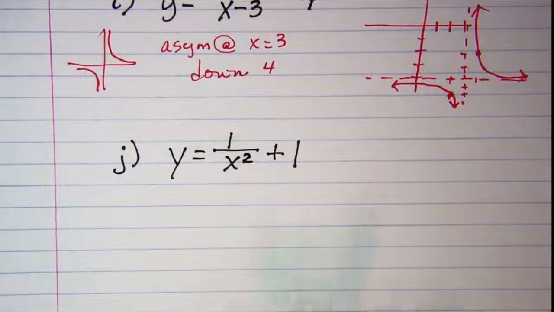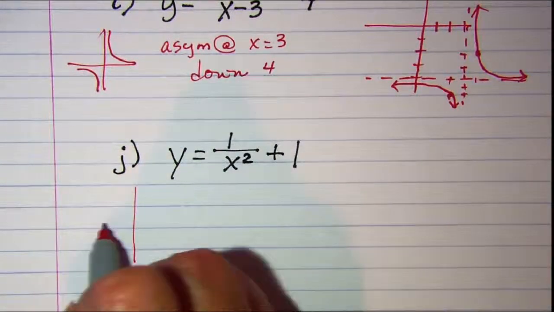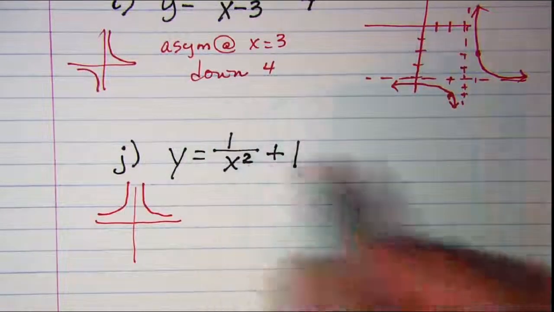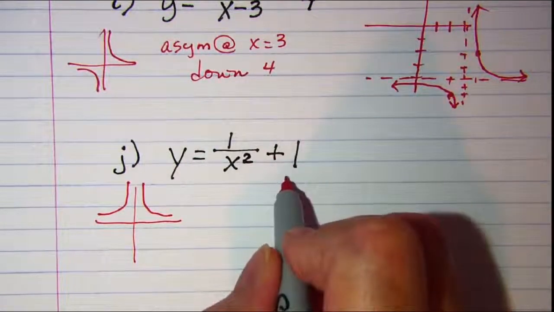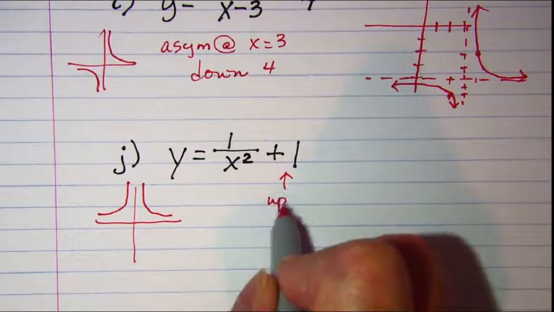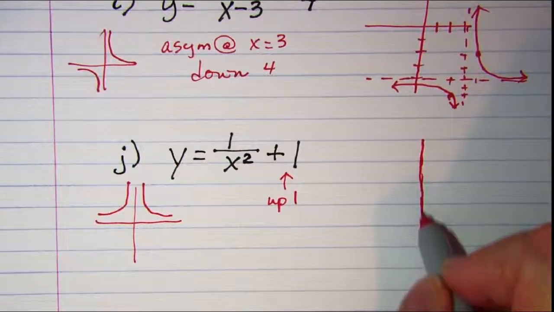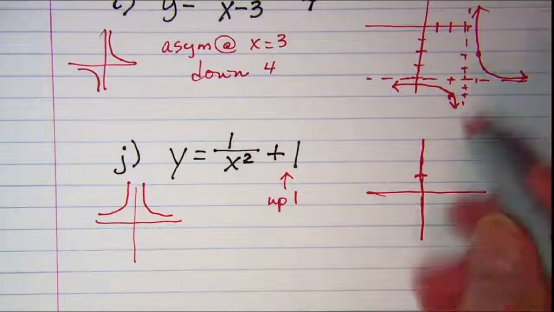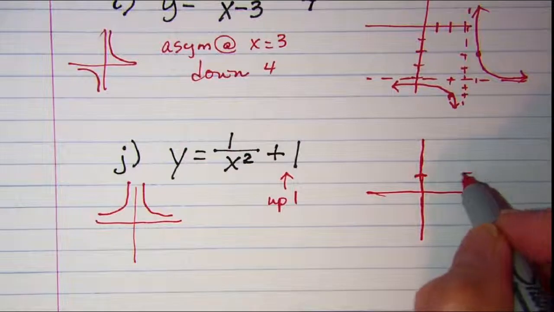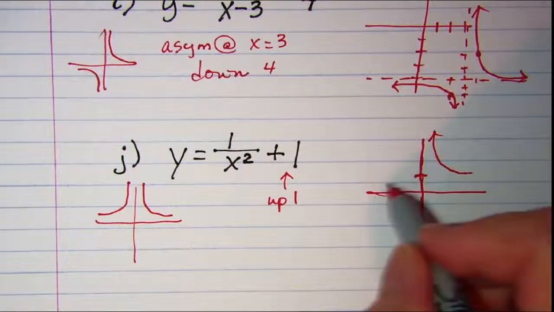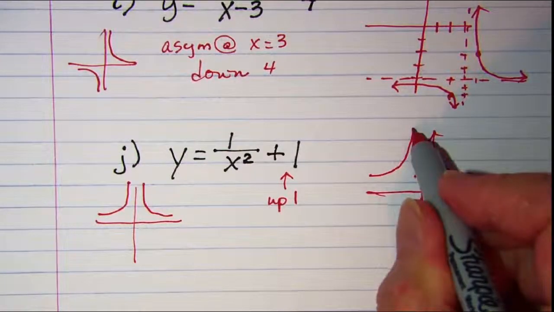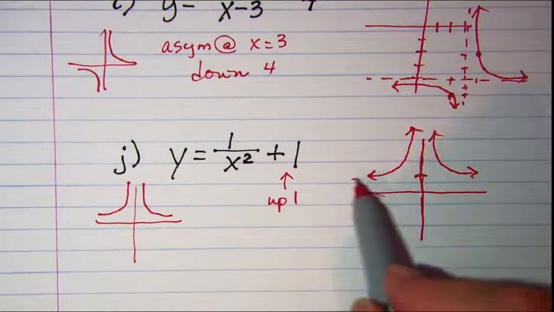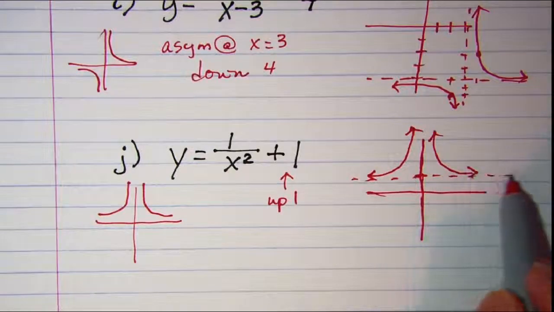And then this one, the basic graph, is our x squared graph, which looks like this volcano type thing, but it's going to be up 1. My asymptote then is going to actually be at 1.